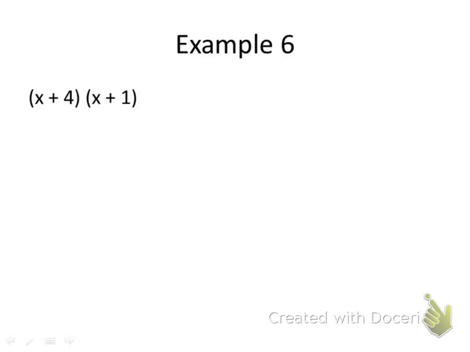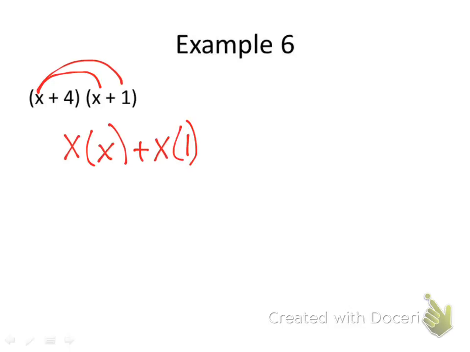There are 10 examples, so over halfway done. Well, we just got halfway done. We're in the second half. All right, I'm going to distribute both terms in the first parentheses to both terms in the second parentheses. So x times x and x times 1. I'll write it out. If you want to go right to the multiplying, that's fine. And then I'm going to distribute the 4. I have 4 times x, and then I have 4 times 1.